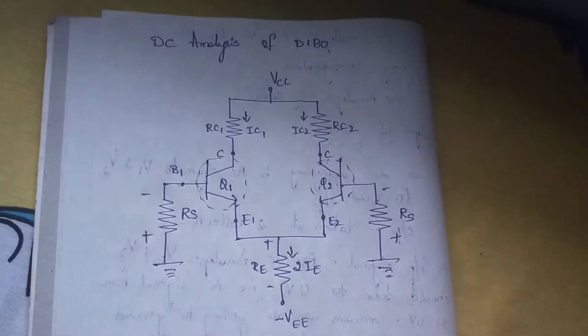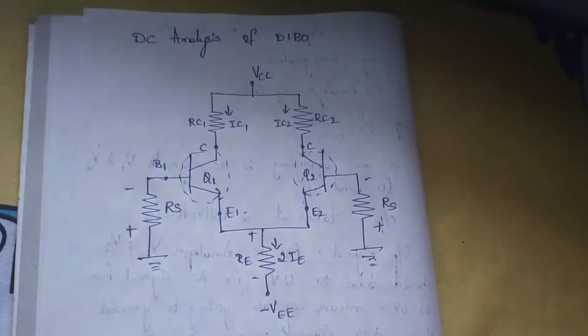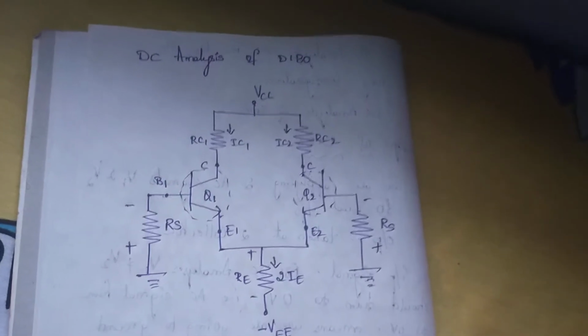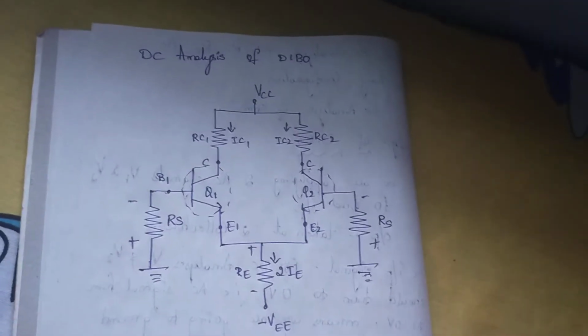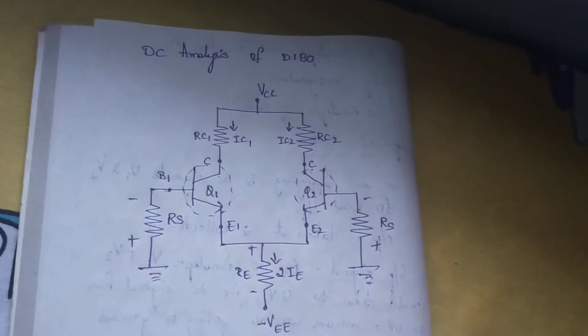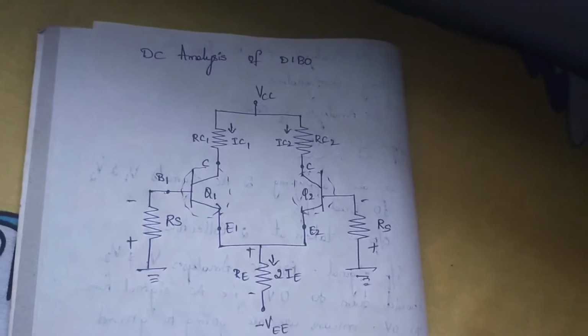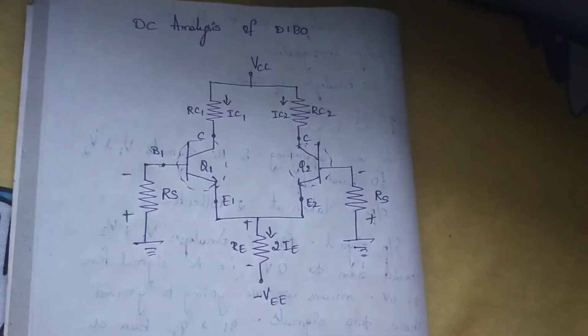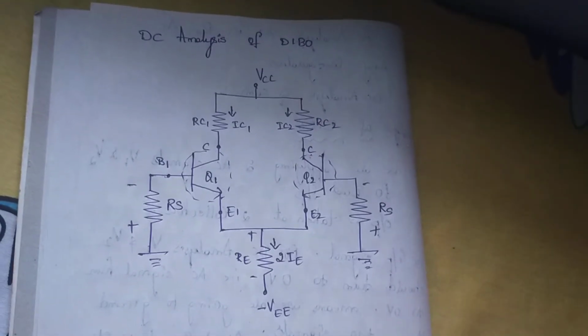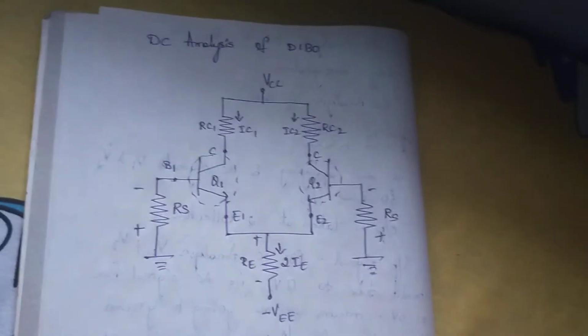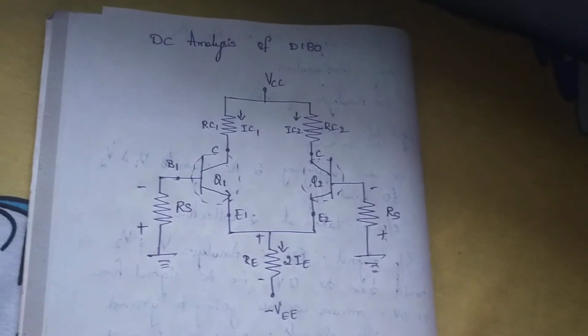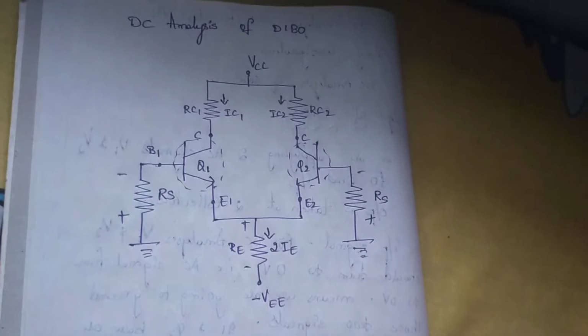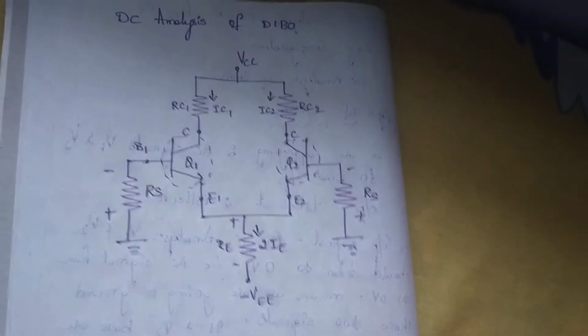Good afternoon all. This is the configuration of dual input balanced output. The differential amplifier is divided into four configurations: dual input balanced output, dual input unbalanced output, single input balanced output, and single input unbalanced output. These are the four configurations into which the differential amplifier is divided.